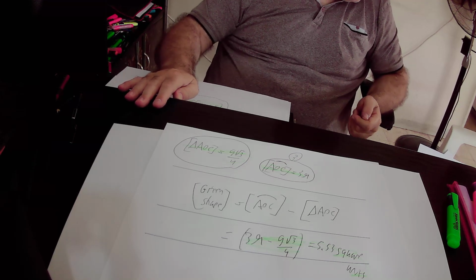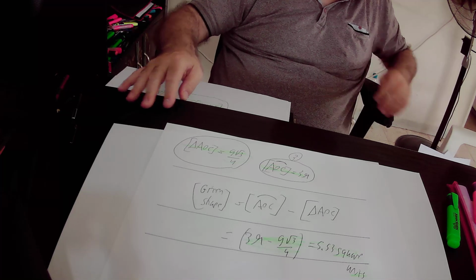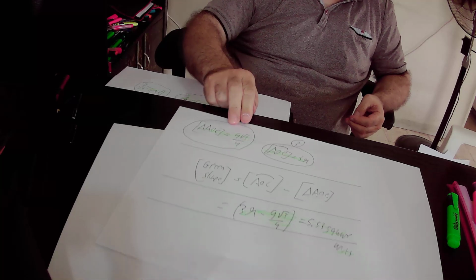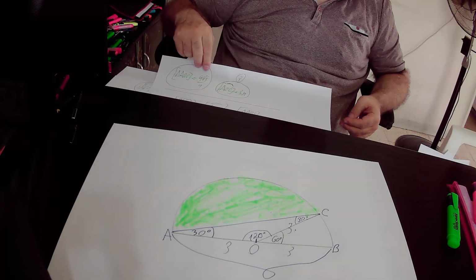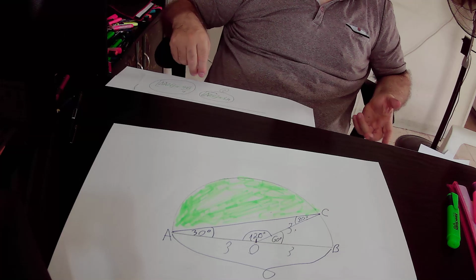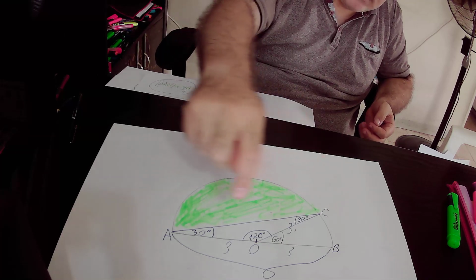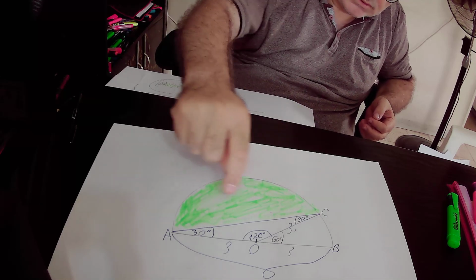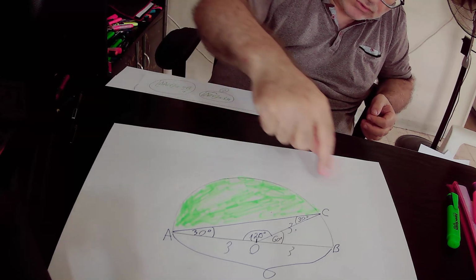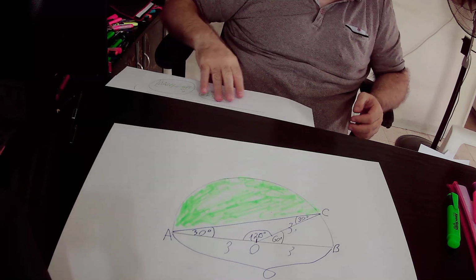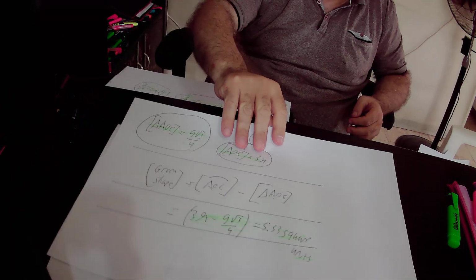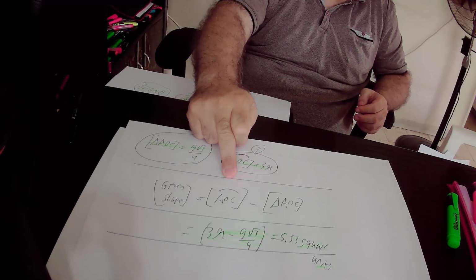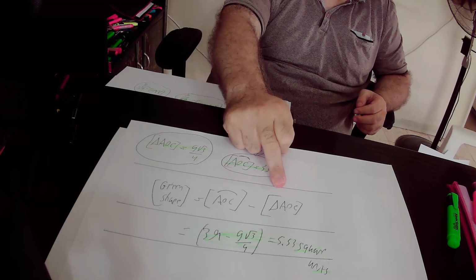And we have already found out that the area of sector AOC equals 3 pi square units. But what is actually the area of the green shape? The area of the green shape equals the area of sector AOC minus the area of triangle AOC. Very simple. Again, the area of the green shape according to the first method is equal to the area of sector AOC minus the area of triangle AOC.